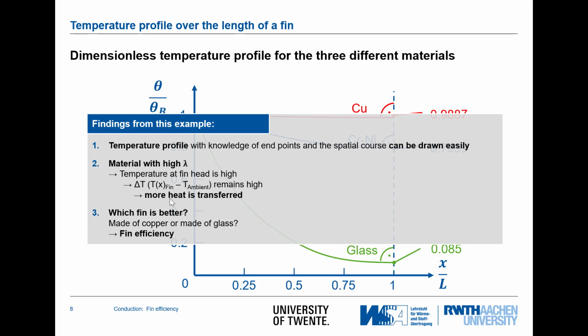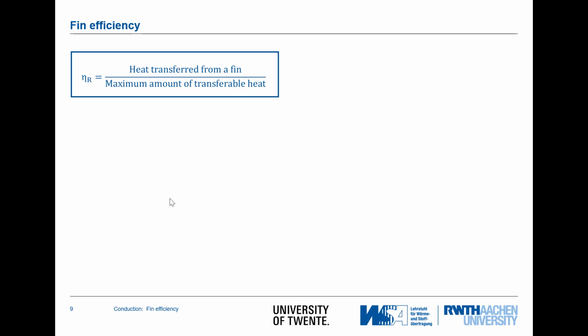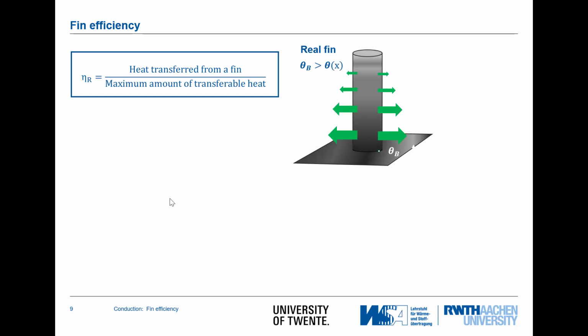And now the last finding, or it's more a question: which fin is better, made out of copper or made out of glass? And for this we will look into the topic of today, the fin efficiency. How do we define the fin efficiency here? We say, okay, the fin efficiency is the actual heat transferred from the fin divided by the maximum amount of transferable heat. And I will come to that definition in a few moments.